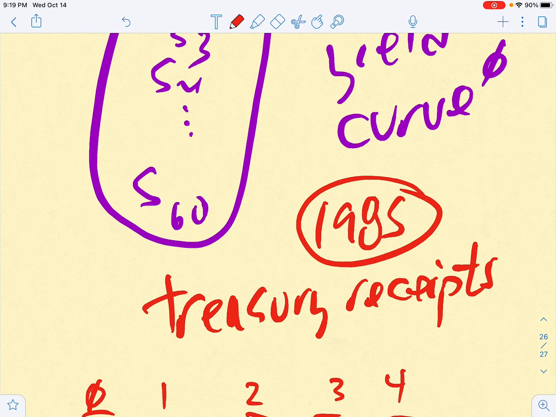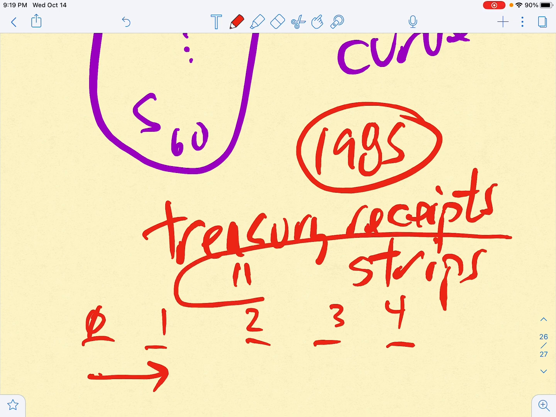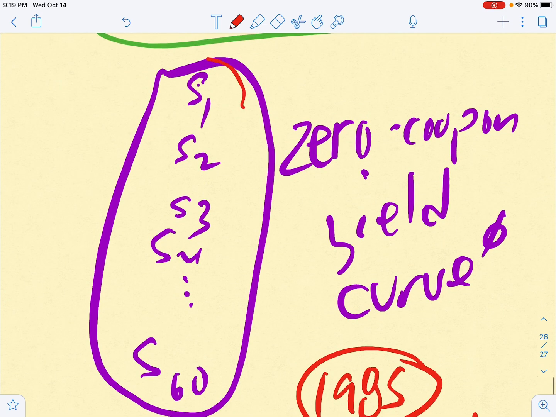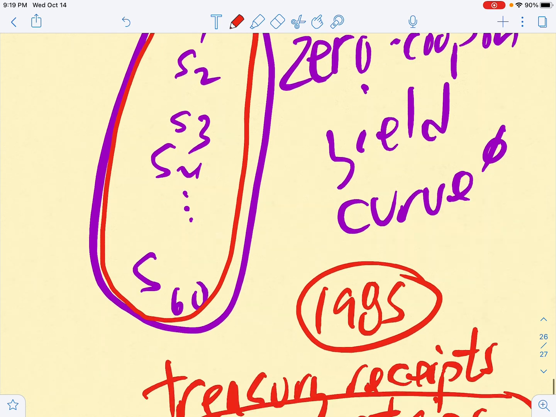And so what the Treasury was doing was facilitating a risk-free, zero coupon, long-term maturity security. And they became known as treasury strips. Treasury strips are the securities that I'm about to talk about, and those are the securities that are involved in this zero coupon yield curve.